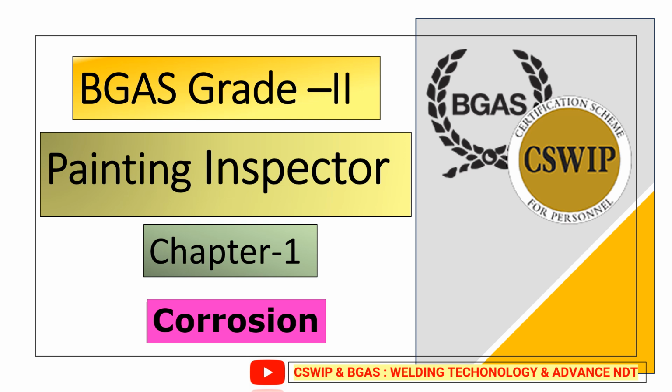Hello friends, today I will be taking BGAS Grade 2 Painting Inspector Chapter 1, that is corrosion.